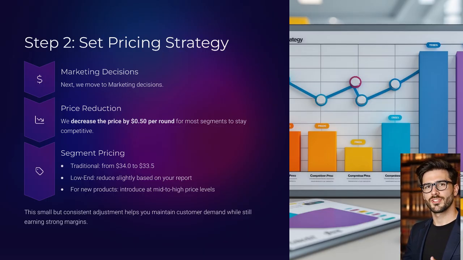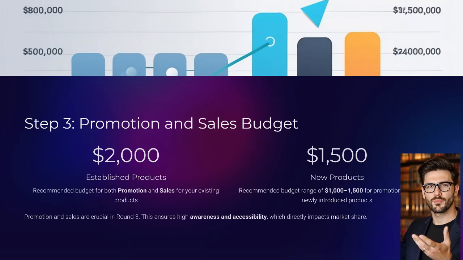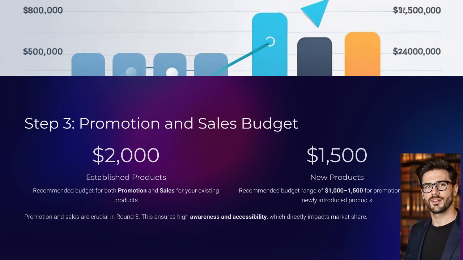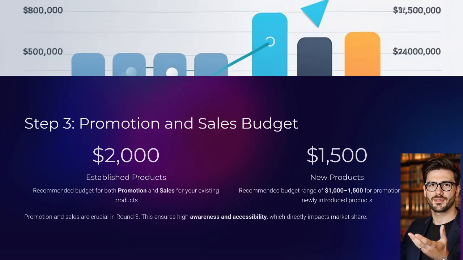Step 3. Promotion and sales budget. Promotion and sales are crucial in Round 3. We recommend $2,000 for both promotion and sales budgets for established products, and $1,000 to $1,500 for new products. This ensures high awareness and accessibility, which directly impacts market share.